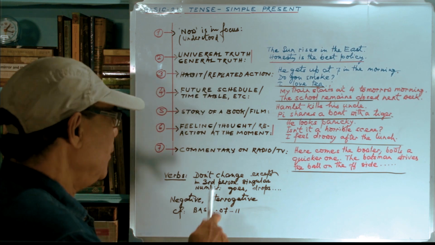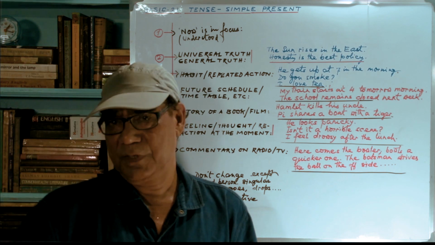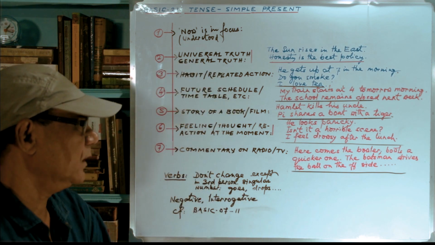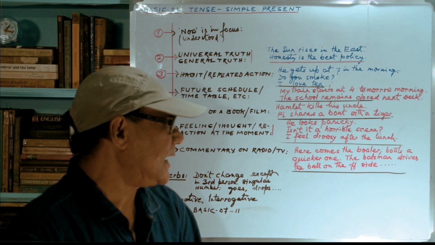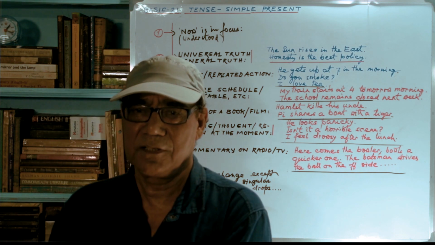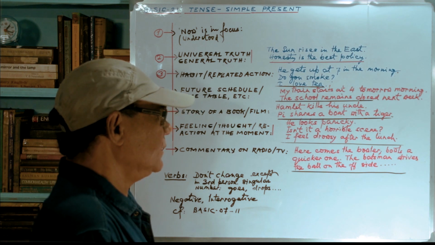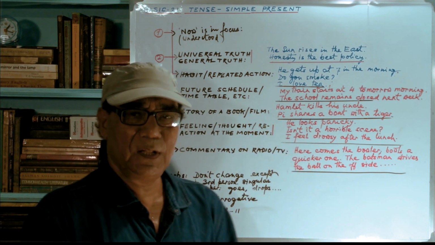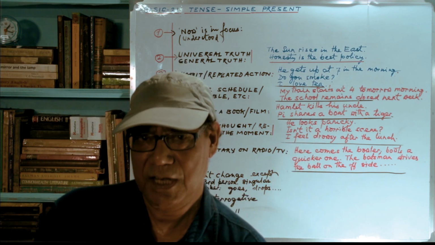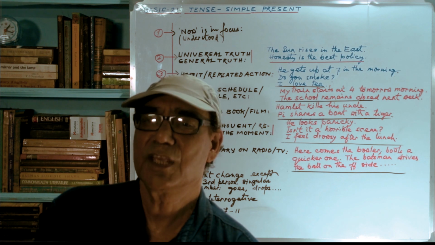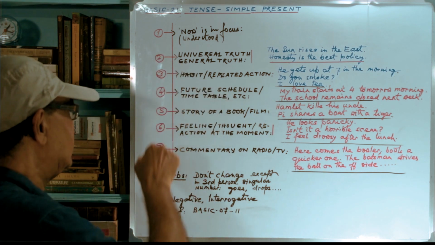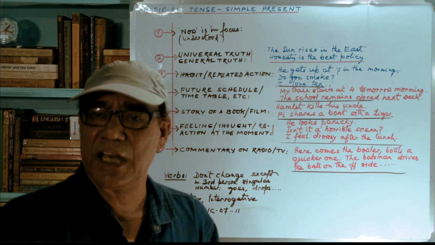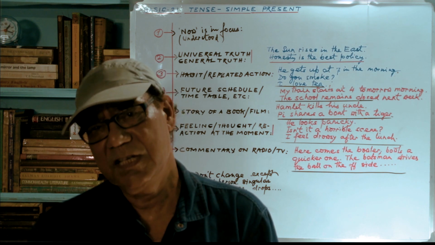So what happens here? Commentary on radio. Suppose a cricket game is going on. Now a bowler is going to bowl the next ball. Here comes the bowler. Bowls a quicker one. The batsman drives the ball on the offside. You see the verbs. Comes, bowls, drives. All these are present indefinite tense. Simple present tense is used. So we have almost 7 areas where we can use this present indefinite tense or simple present tense format.